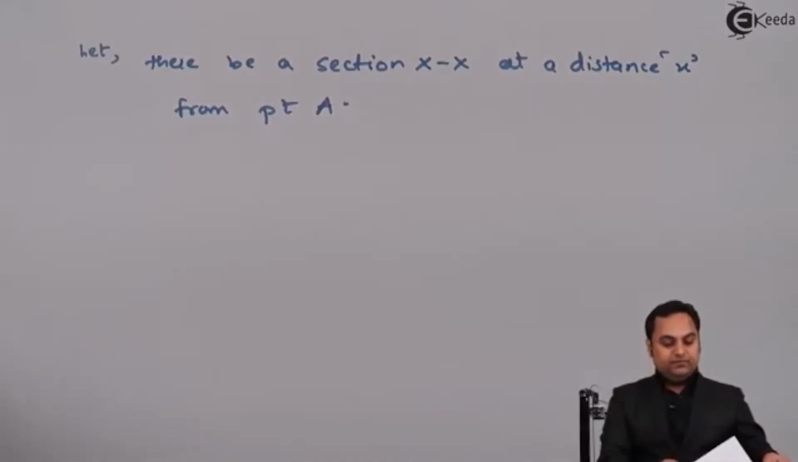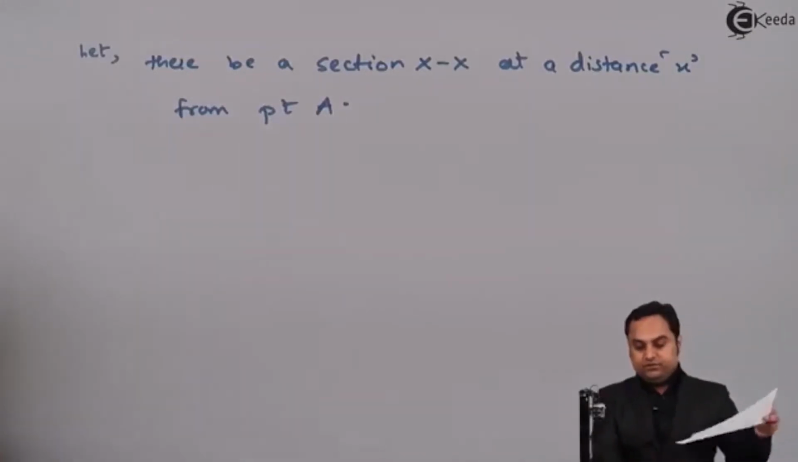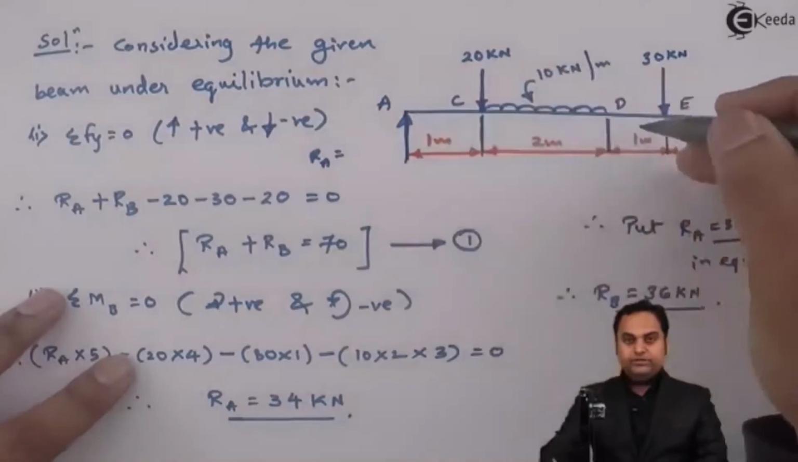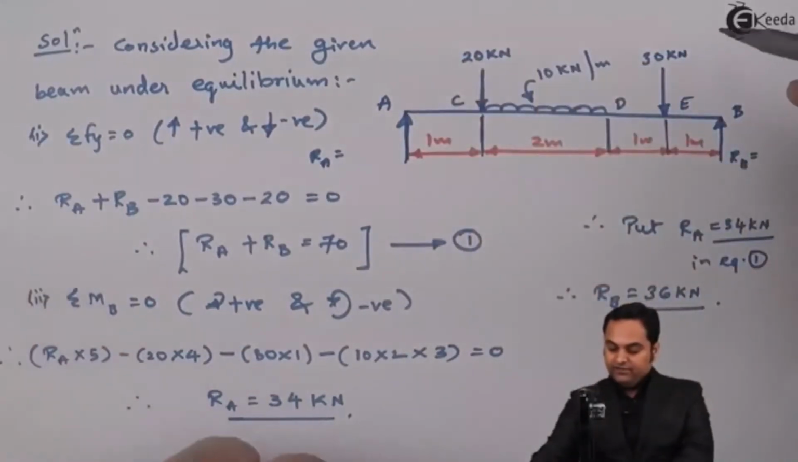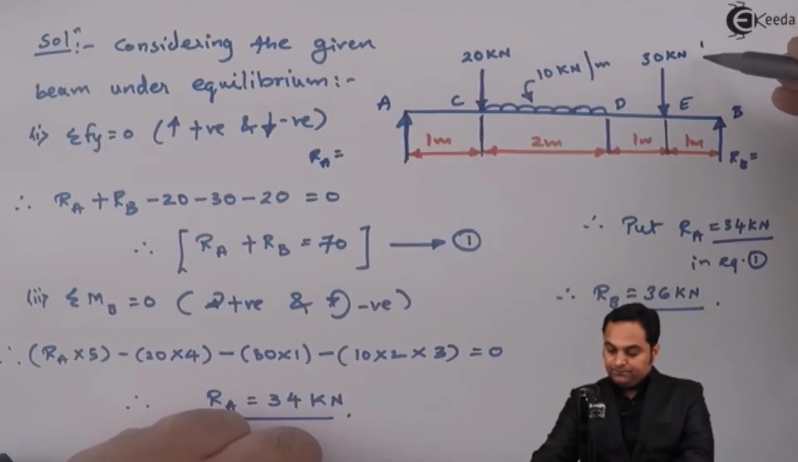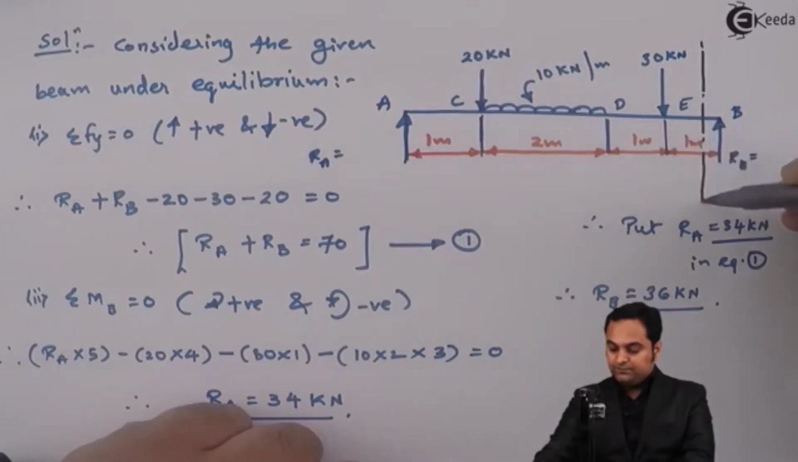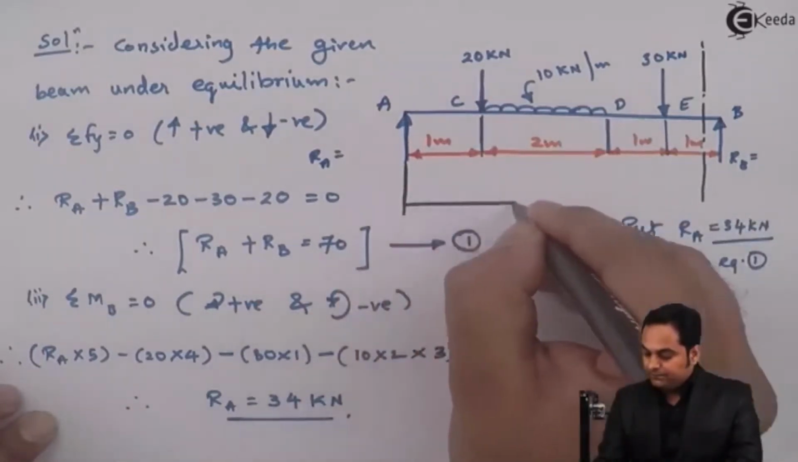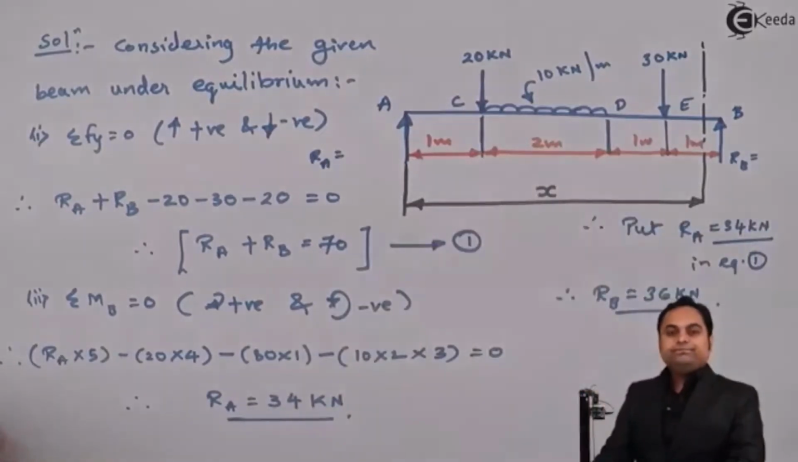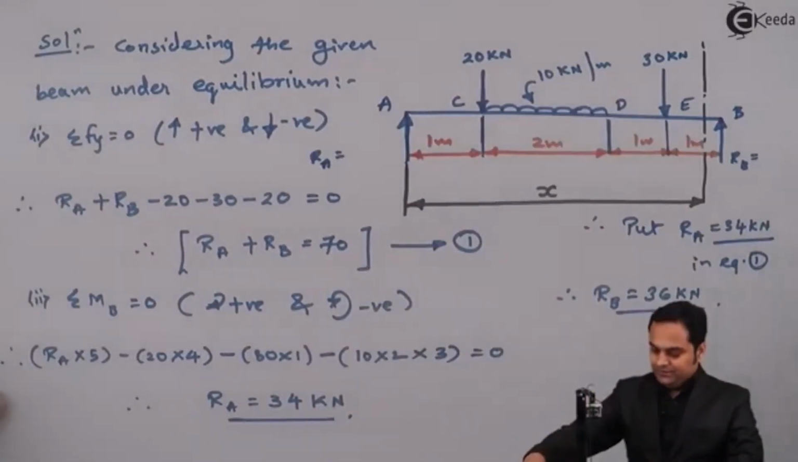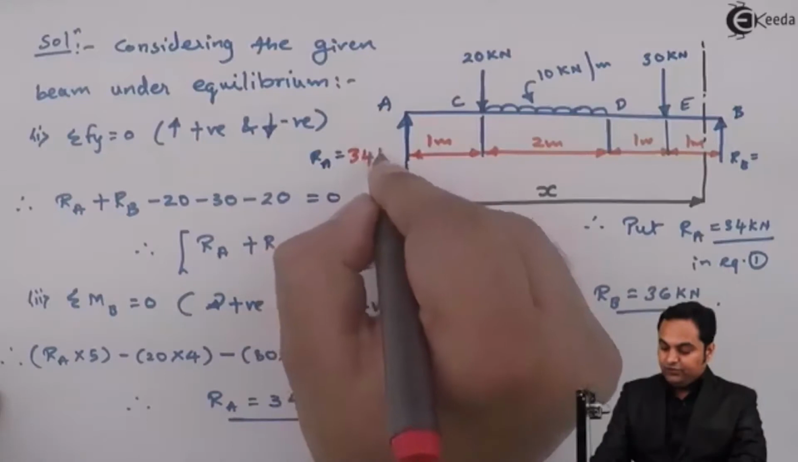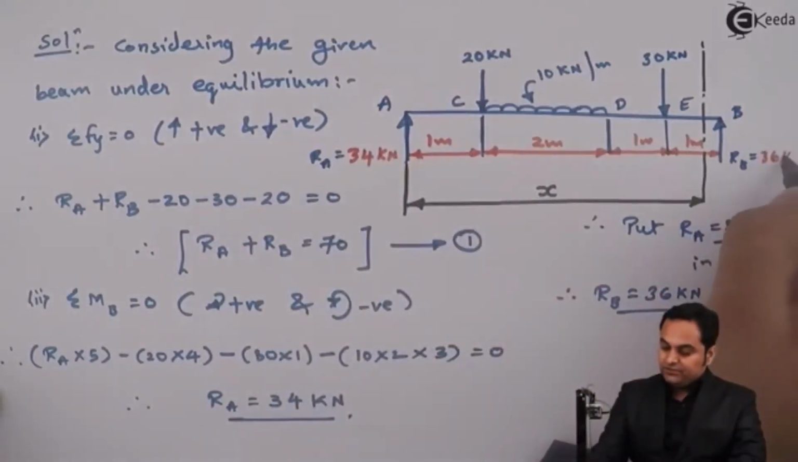So here in the diagram of the beam which is given to us, I am going to assume a section XX which is far away from point A and very close to point B. So here I am taking this section, section X. So now first I have taken the section, next I'll write RA, RB values. RA was 34 kilonewton, RB 36 kilonewton.